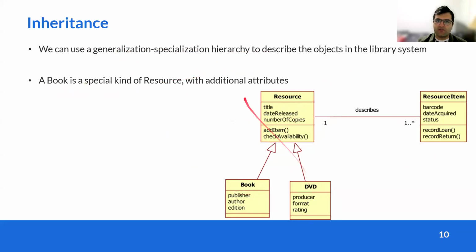A book is a special kind of resource with additional attributes. It inherits all the properties of a resource. So a book will have a title, a date of release, and a number of copies. You can add a book, and you can check a book's availability. Same thing for a DVD: it has title, date, number of copies, it can add, it can check. But a book also has a publisher, an author, and an edition, whereas a DVD doesn't have these things, but it has its own: producer, format, and rating.